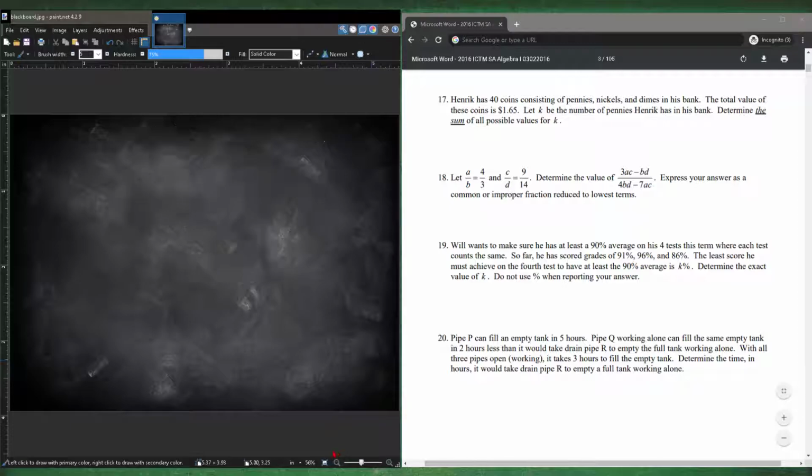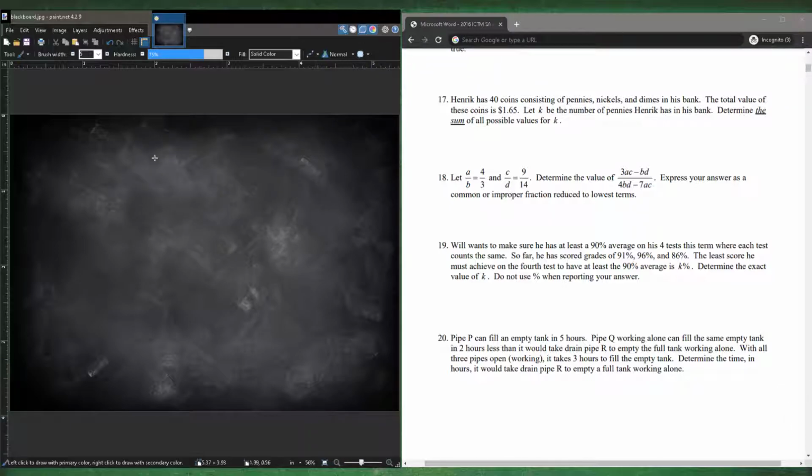Okay, number 20. Pipe P can fill an empty tank in 5 hours. Pipe Q working alone can fill the same exact tank in 2 hours less than it takes drain pipe R to empty the tank working alone. With all 3 pipes open, it takes 3 hours to fill the empty tank. Determine the time it would take for pipe R to empty the tank alone.